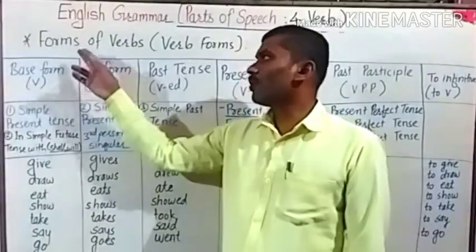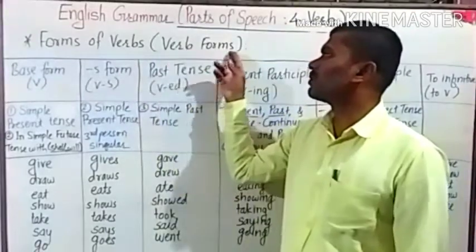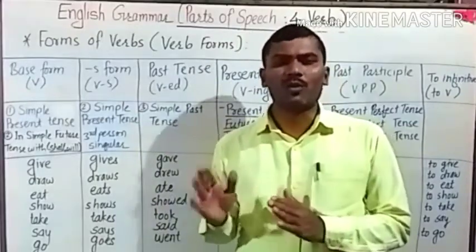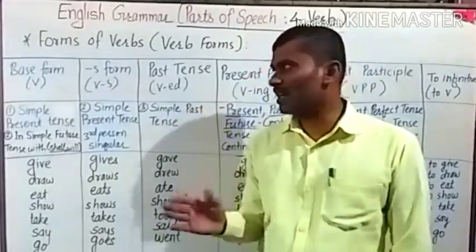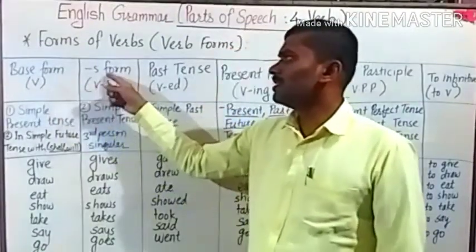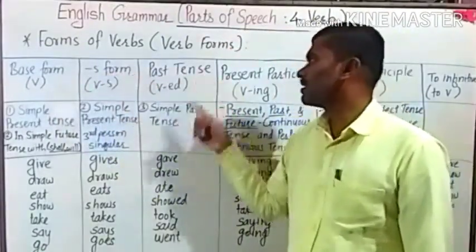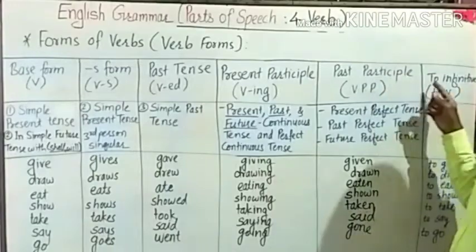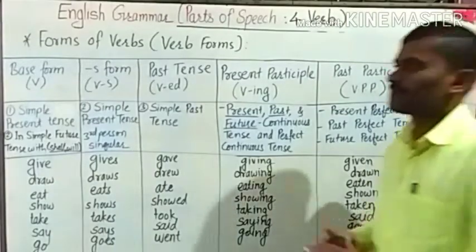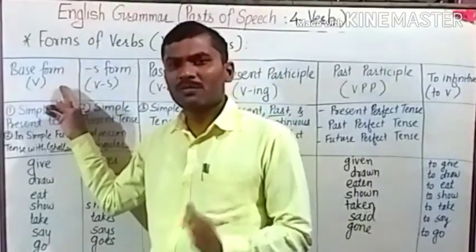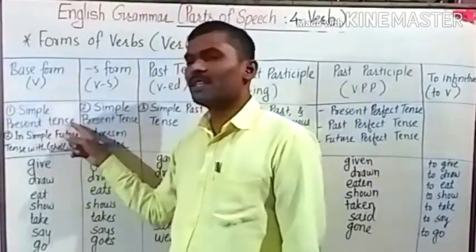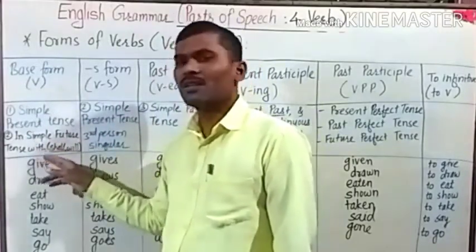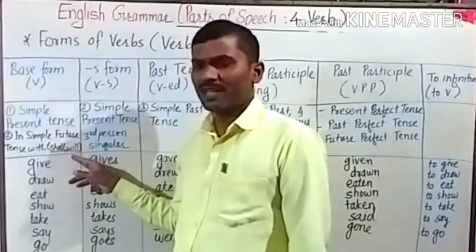Last point, forms of verbs or verb forms. In English, there are 6 verb forms. These verb forms are base form, s form, past tense, present participle, past participle, and to infinitive. The base form of a verb is used in simple present tense. It is also used in simple future tense with the auxiliaries shall and will.